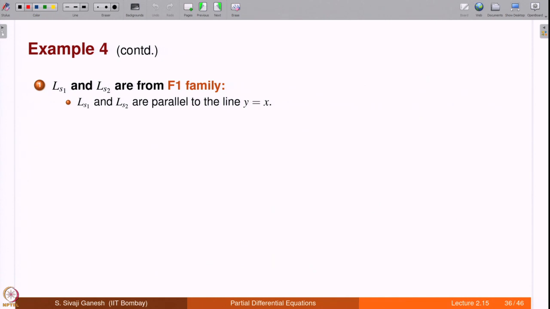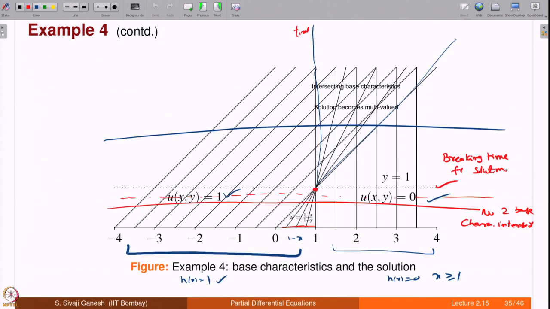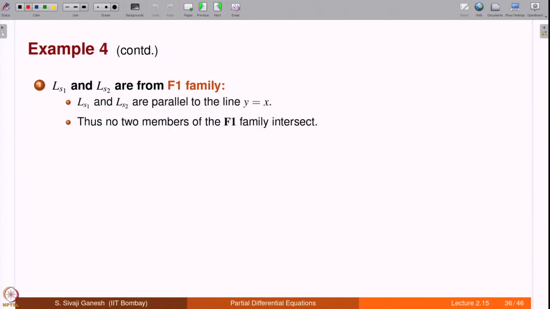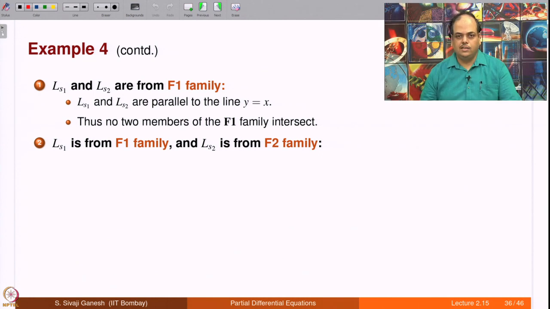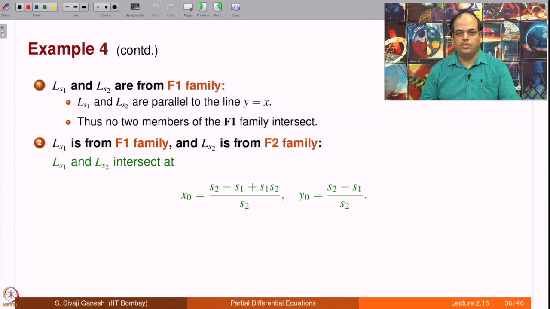Two members of the F1 family clearly do not intersect because all of them are parallel lines, they never intersect. Similarly, two members of F3 do not intersect, but two members of F2 always intersect at this point. And then you can ask when this family intersects this one, that is once again at this point because this line is going right. And here the smallest time would be this. So, please compute this. Whenever base characteristics intersect, the thing of interest is always the first time at which they start intersecting, and till that time they should not be intersecting. This is just algebra, so I skip it, but I keep it on the screen for some time so that you can do the computation.